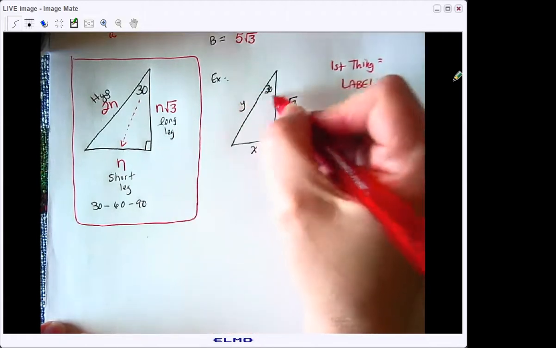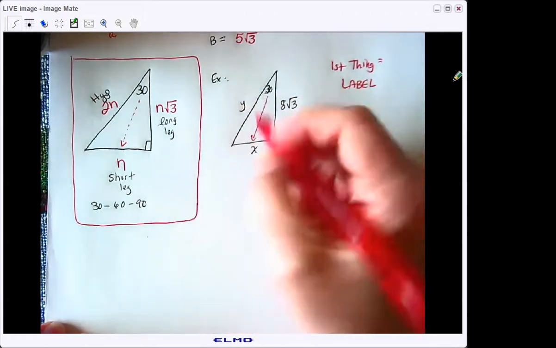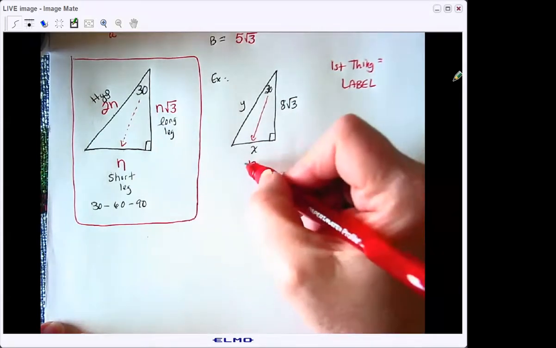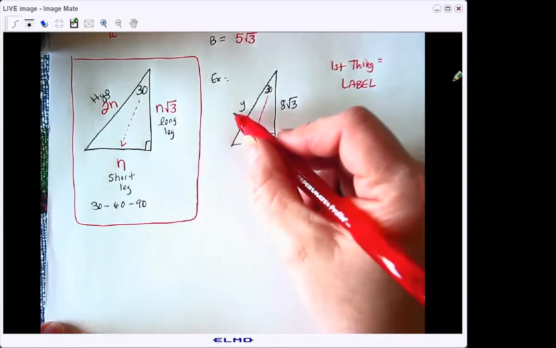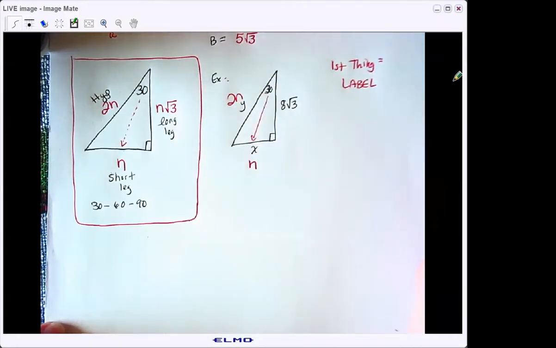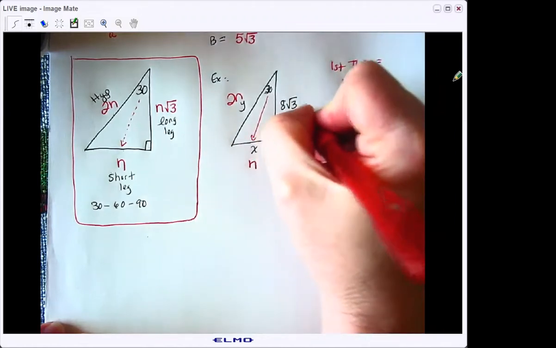Okay. So opposite the 30-degree angle becomes n. Okay. Going this way to my left is 2n. That's the hypotenuse, which process of elimination makes this n root 3.